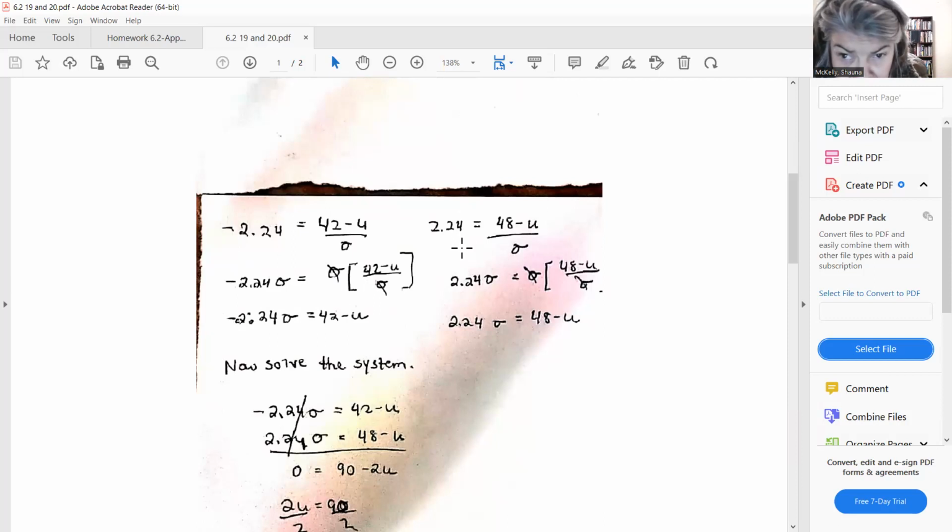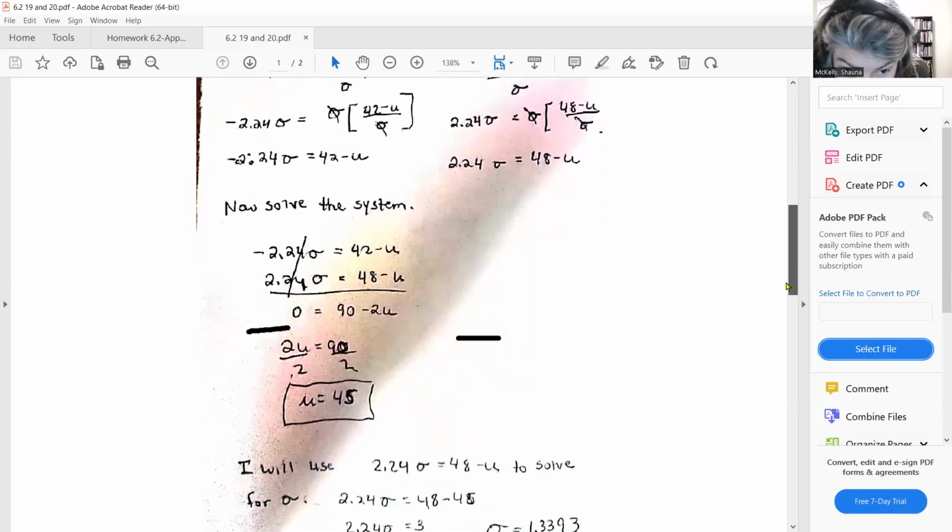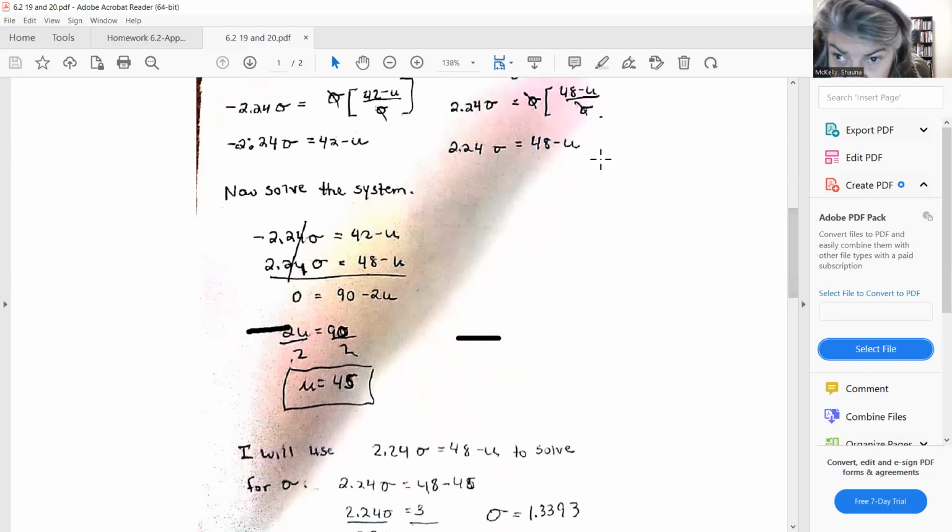Now, something really interesting happens here, because you'll notice these, so let me mark it here. This is the opposite of this term. So that makes it nice to use elimination on that. So what I did was I wrote the equations underneath one another. And then after writing the equations underneath each other, I just canceled out the 2.24 sigma.